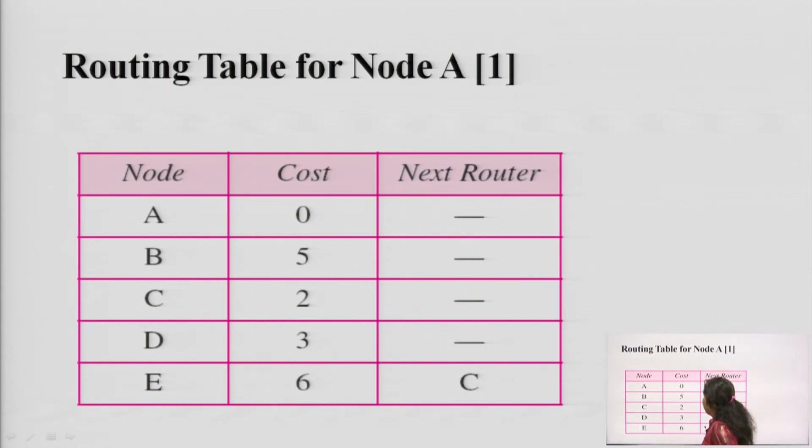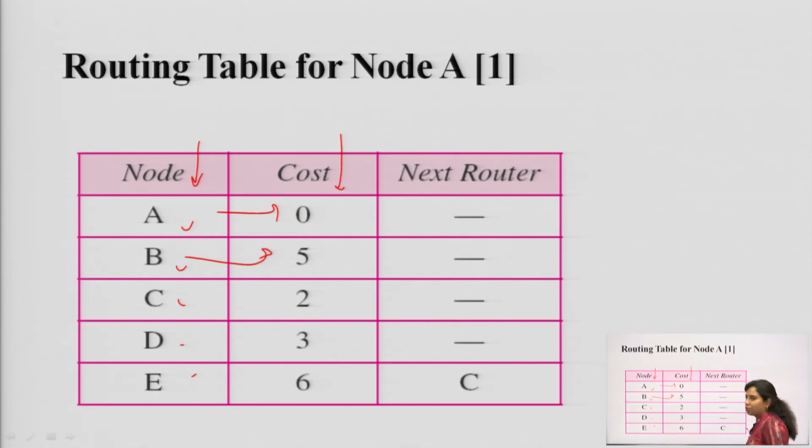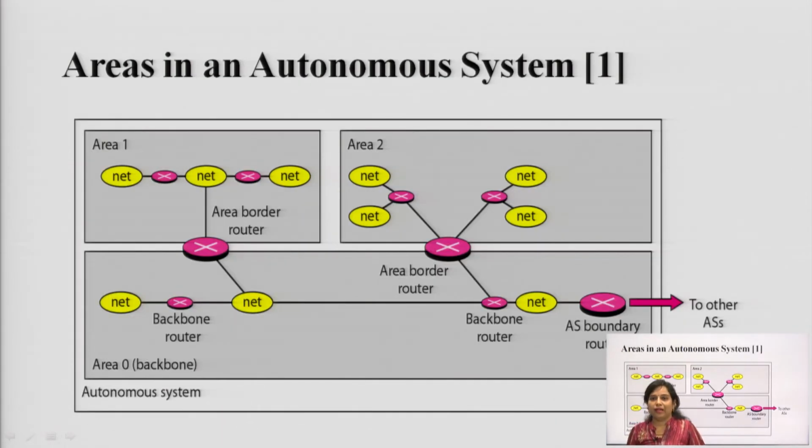So, this is the routing table which has been made. This is node A, B, C, D and E. These are the different costs that are considered corresponding to different nodes, like from A to A, if you want to move, then the cost will be 0. From A to B, the cost will be 5, from A to C the cost will be 2, and then the remaining ones. So, this is the routing table for node A. Likewise, you can make routing tables for different nodes also, like for B, for C, for D and E. So, different nodes will have their own routing tables.